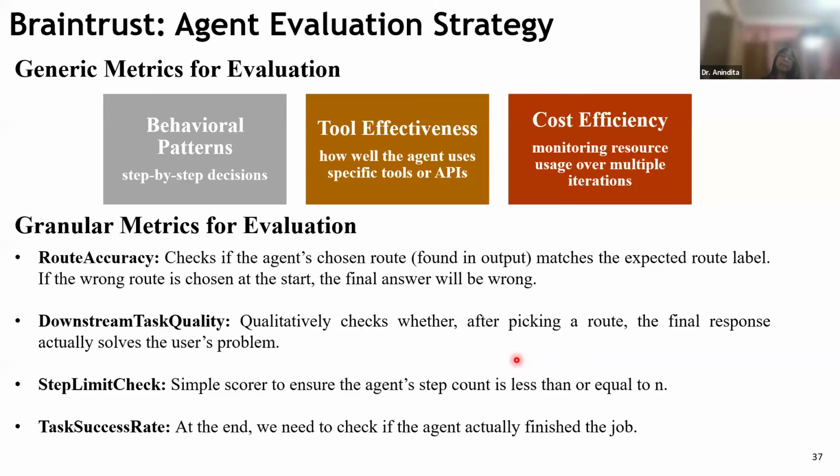Then Braintrust, with its agent evaluation strategy. These are the generic metrics for evaluation, like behavioral pattern, tool effectiveness, and cost efficiency. Granular metrics for evaluation are route accuracy, downstream task quality, step limit check, and task success rate.